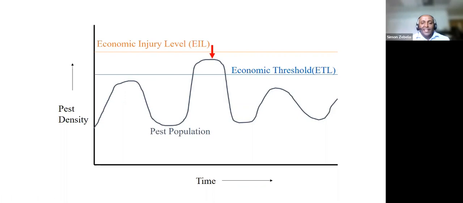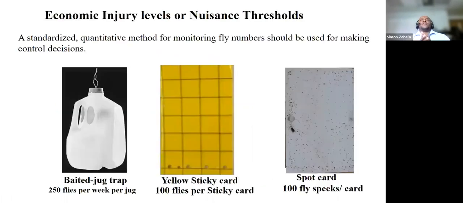So in the next slide, we will see what the monitoring systems for housefly are. How do we monitor them? Because we have to have a standardized quantitative method for monitoring fly numbers, which should be used for making control decisions. We cannot really rely on our visual appraisals, because visual appraisals are just subjective. Most of the time they are misleading.